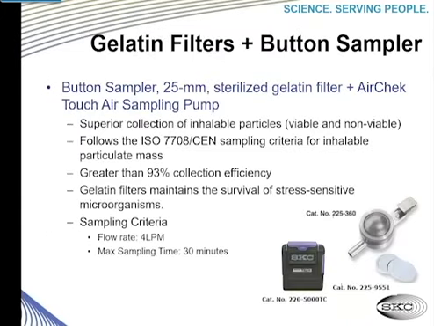Okay, the button sampler is another alternative that is characterized by inhalable size bioaerosols. It provides collection of inhalable particles, including bacterial and fungal spores, for viable and non-viable analysis. With the use of this gelatin filter, it provides maximum survivability and superior collection of inhalable sized bioaerosols with a 93% collection efficiency. The sampling rate is 4 liters per minute, and the sampling period is short, a maximum of 30 minutes.